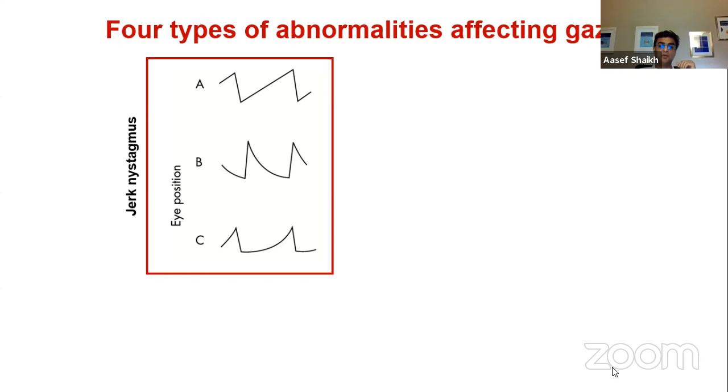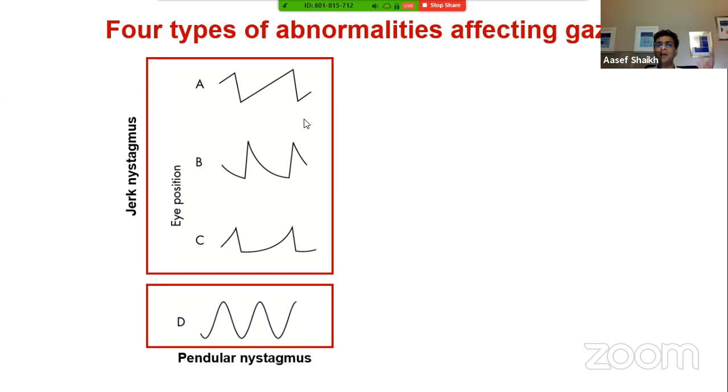Before we start, we want to talk about 4 abnormalities that can affect gaze. We won't talk about all of them, but we'll talk about jerk nystagmus today. Jerk nystagmus is where your eyes move involuntarily and they are jerky. It has a slow phase and a fast phase. The eyes move slowly, and then they make corrections. So it goes like this, and then it corrects. That's jerk nystagmus. Then we have pendular nystagmus, which is just like the pendulum of a clock, going back and forth like that. It does not have a slow or quick phase. Everything is sort of slow, so it is pendular nystagmus.